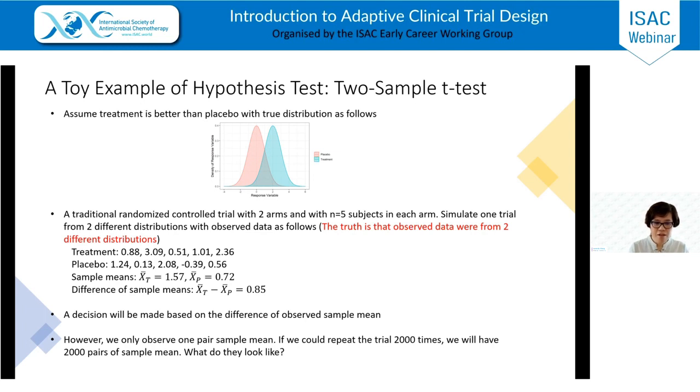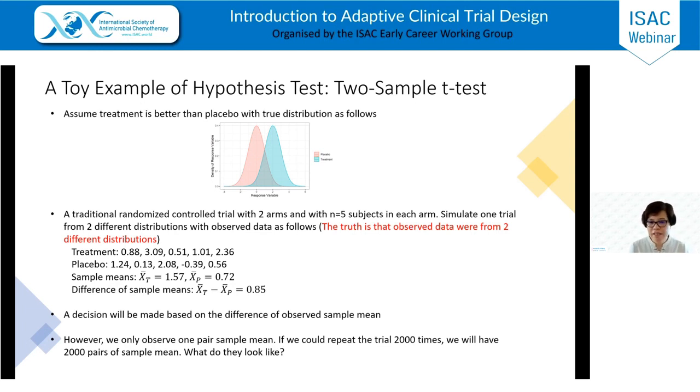So, in our trial, we only have one trial. We either make a wrong decision or a right decision. So how are we going to know the truth? Well, because this is a toy example, I could do simulations.